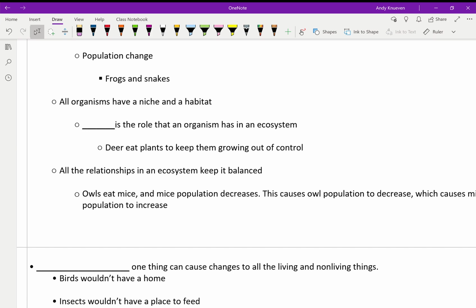Now, all organisms have a niche and a habitat. Now, a niche is the role an organism has in an ecosystem. So deer did not sign up for a job. I mean, deer kind of roam out in woods and field kind of spaces and forests, but the deer eat plants to survive. That's what they want to do, to eat and survive. But what they're actually also doing is helping control a plant population. So without the deer, then we would have an overload of certain types of plants.